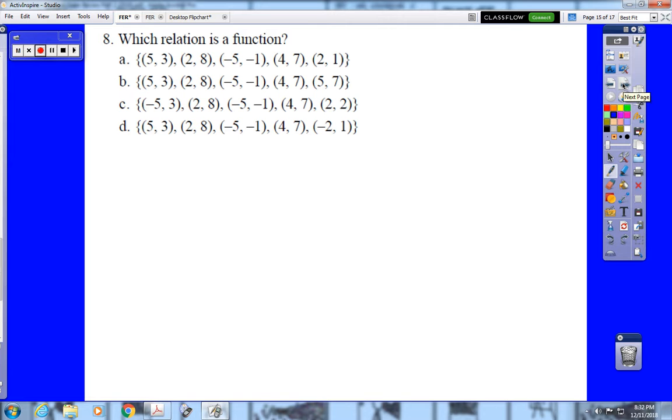Okay, number 8 asks which one of these relations is a function. And again, to tell if it is a function, we are simply looking for no repeated x values. So if we look at these, 3 out of the 4 of them should have a repeating x coordinate somewhere in the list. For instance, on B, 5, 3 and 5, 7. That makes that not a function. On C, negative 5, negative 5. That is not a function.